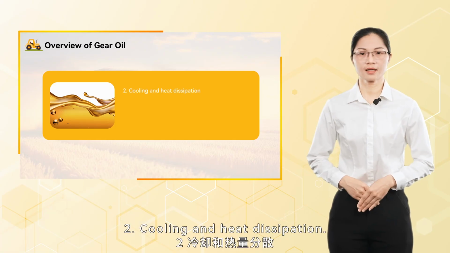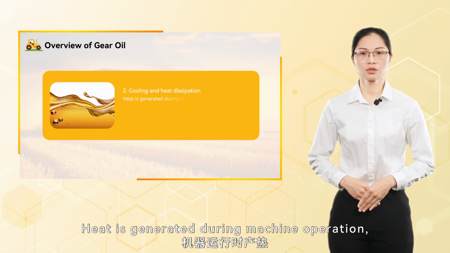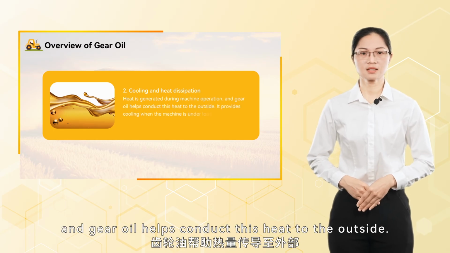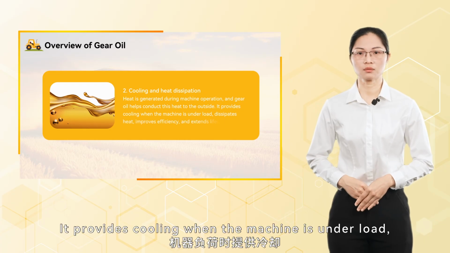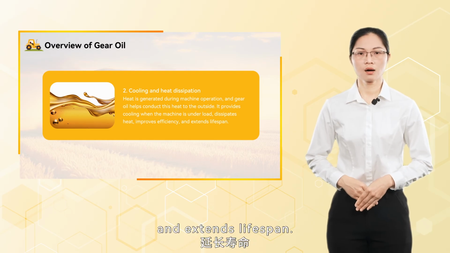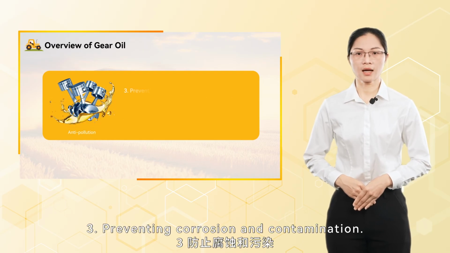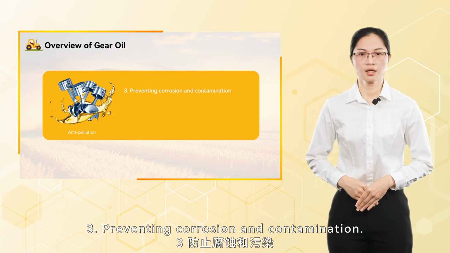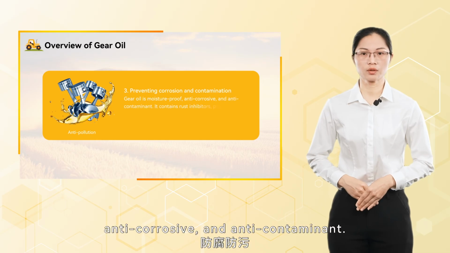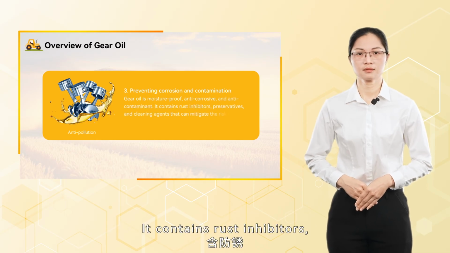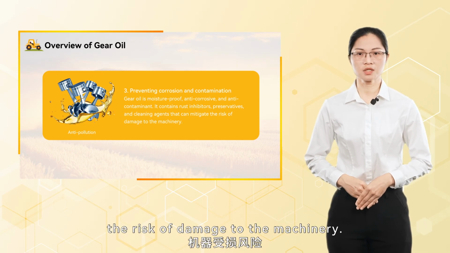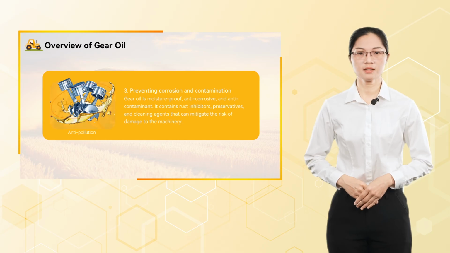2. Cooling and heat dissipation. Heat is generated during machine operation, and gear oil helps conduct this heat to the outside. It provides cooling when the machine is under load, dissipates heat, improves efficiency, and extends lifespan. 3. Preventing corrosion and contamination. Gear oil is moisture-proof, anti-corrosive, and anti-contaminant. It contains rust inhibitors, preservatives, and cleaning agents that can mitigate the risk of damage to the machinery.